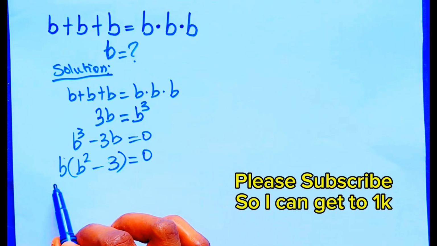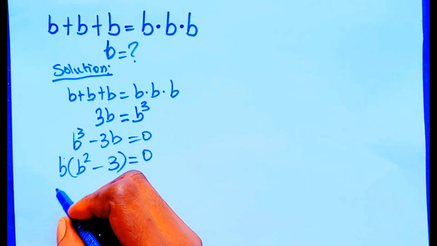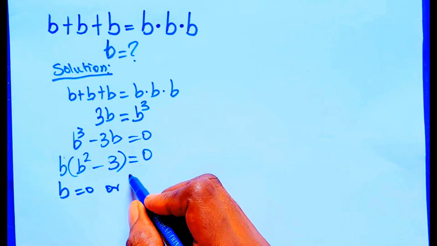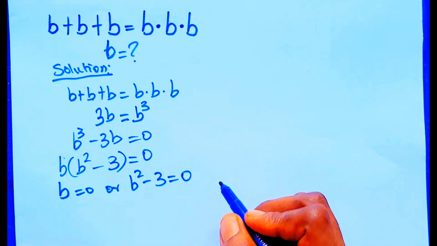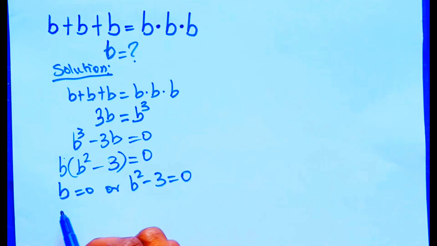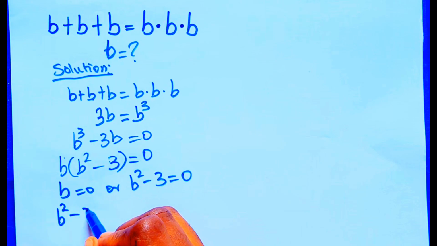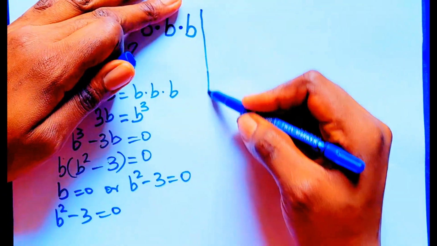Now from here, we can apply the zero product rule. According to the rule, we can say that either b equals 0 or b squared minus 3 equals 0. So we have gotten the first value of b as 0. Now from b squared minus 3 equals 0, we need to find the value of b there as well.